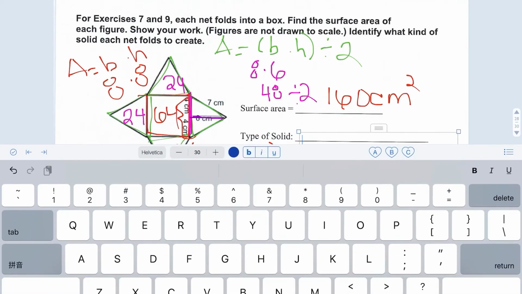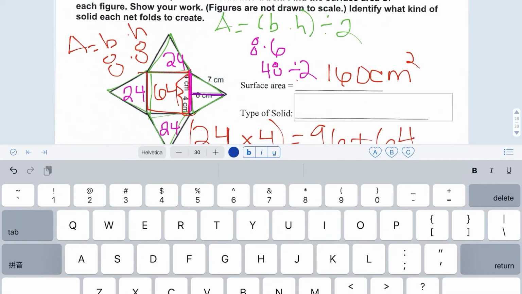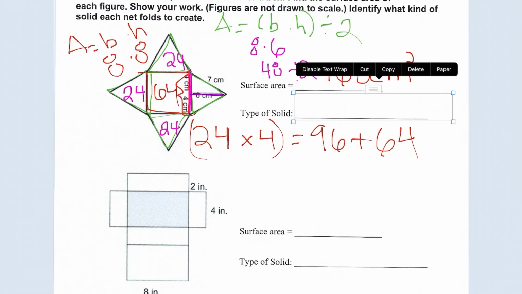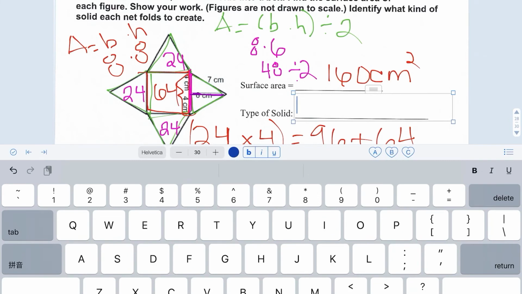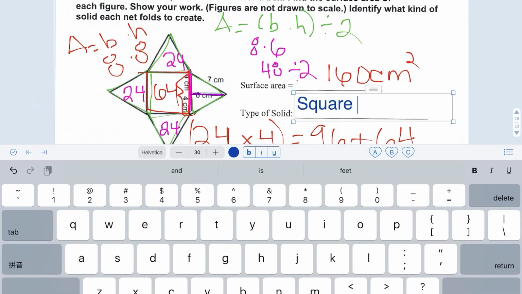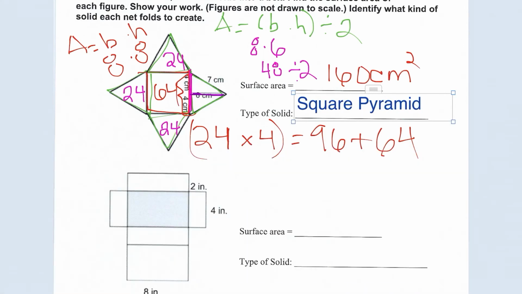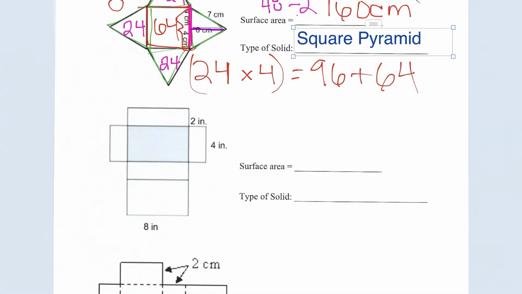Now, what type of solid is this? Let me move this. Remember, we're talking about what happens when you fold this. When you fold all of those triangles upward, you guys might notice that it creates a pyramid. But more specifically, you guys can name these pyramids by the shape that's on the very bottom. What shape is on the very bottom? Well, it's a square, and then you would just attach the word pyramid. And that's what we call it. Okay.